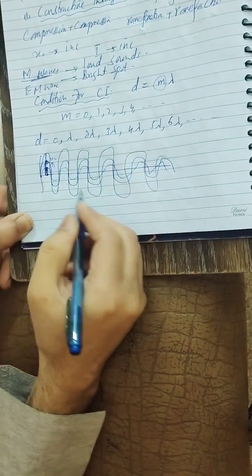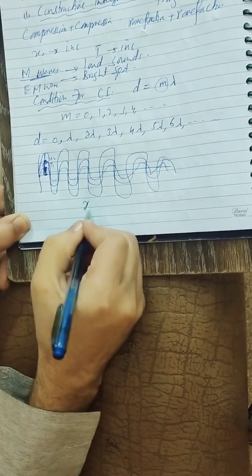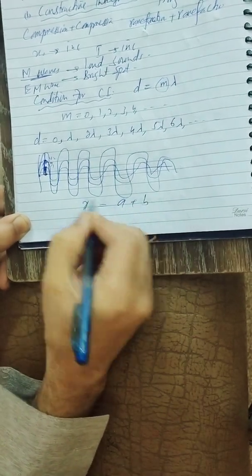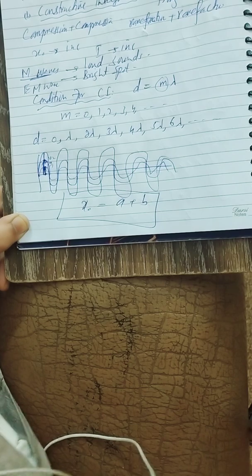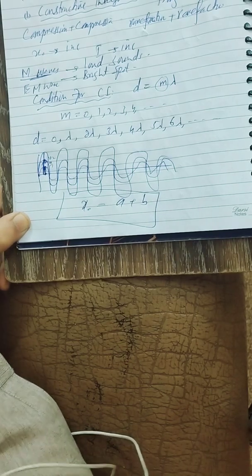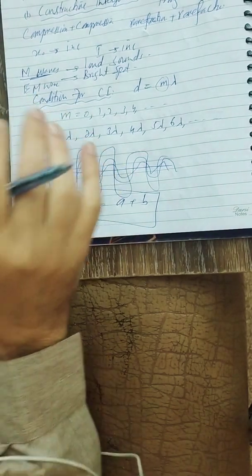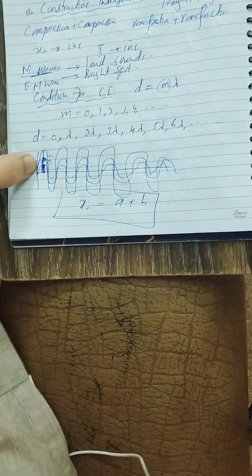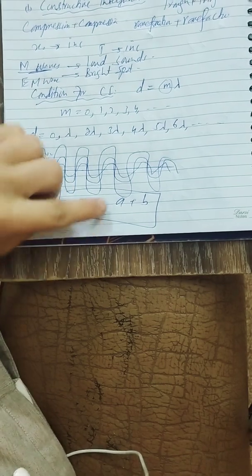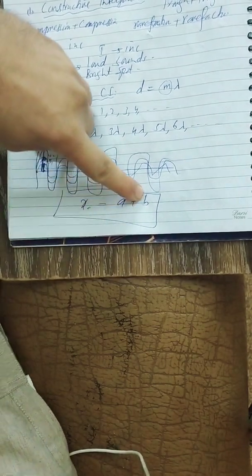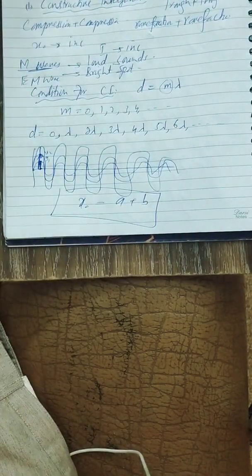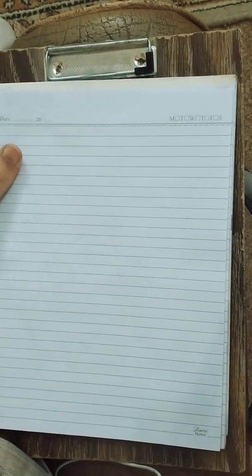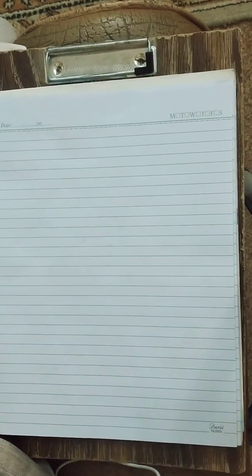So in constructive interference, the resultant amplitude will be the sum of the amplitudes of each individual wave. Why do we add the amplitudes in constructive interference? Because the amplitudes are in the same direction. If the amplitudes are in the same direction, we have to add the amplitude of y1 and the amplitude of y2. So that is why the amplitude will increase in constructive interference and intensity will increase. So a bright spot will be produced.